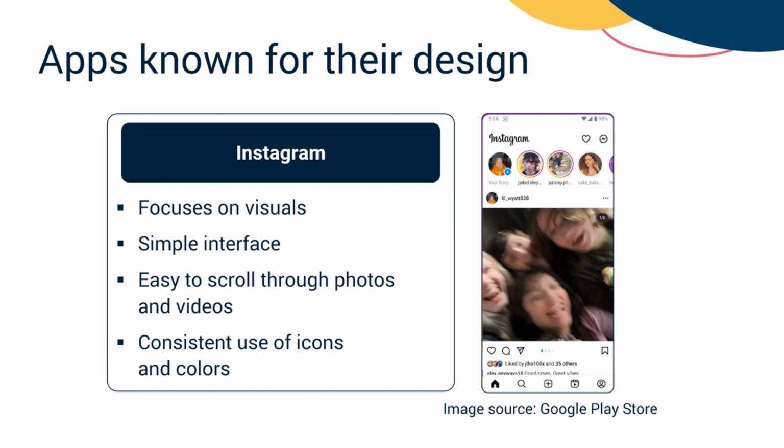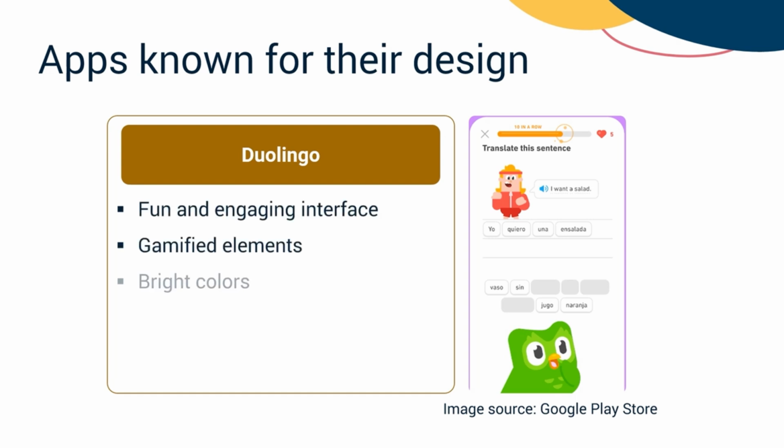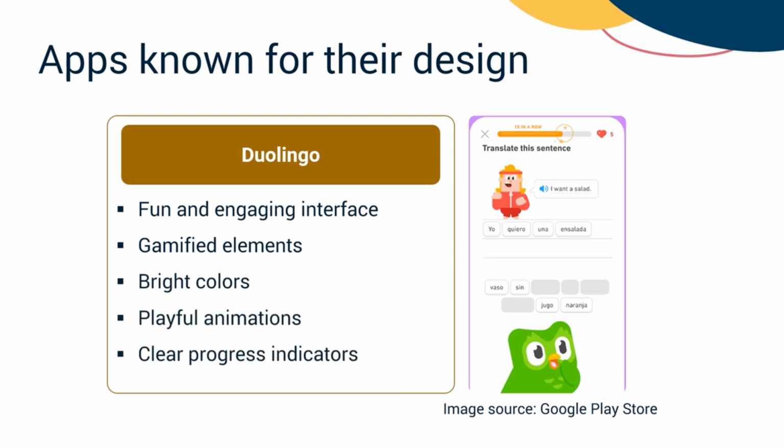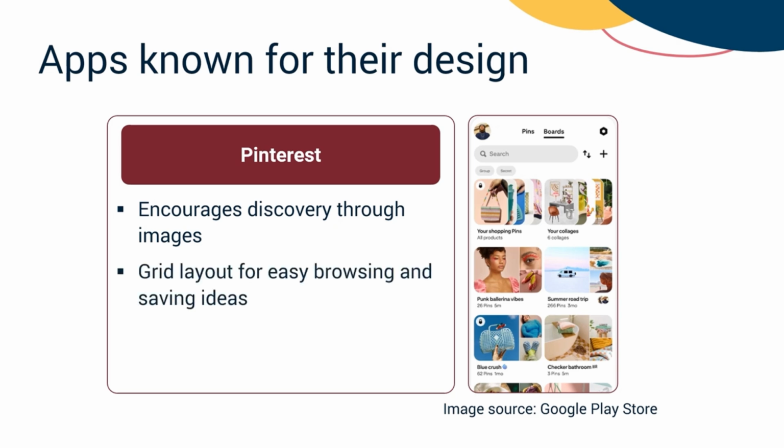Duolingo is a language learning app with a fun and engaging interface and gamified elements. The app uses bright colors, playful animations, and clear progress indicators to keep users motivated. Pinterest is a social media service for publishing and discovering information through pinboards. Its visually driven interface encourages discovery through images, and the grid layout allows users to browse and save ideas easily.